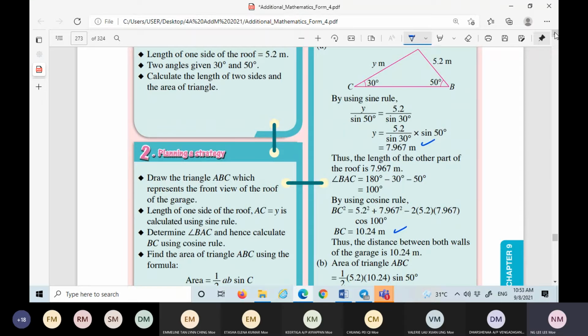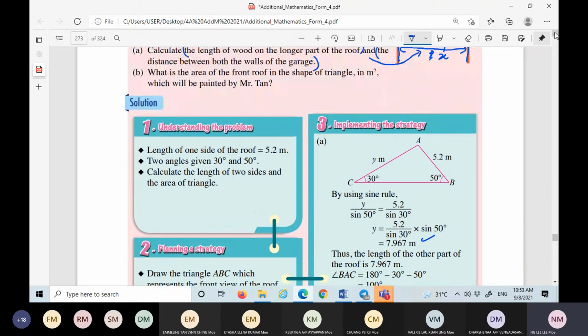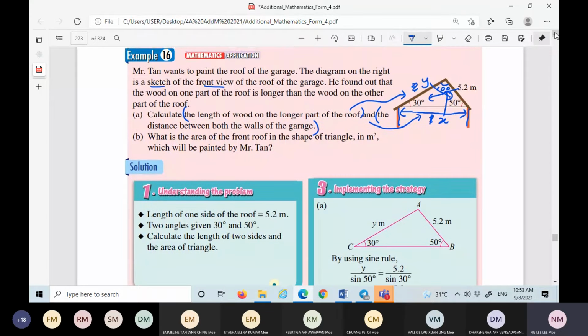Now we go to part B. What is the area which will be painted by Mr. Tan? They want the area of the triangle. So any two lengths and one of the angles, use half AB sine C, because all the lengths and angles you already have. Just use any two lengths and the included angle to find the area of the triangle, using the formula half AB sine C.